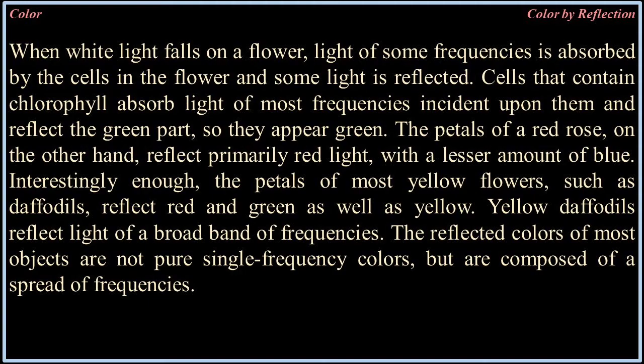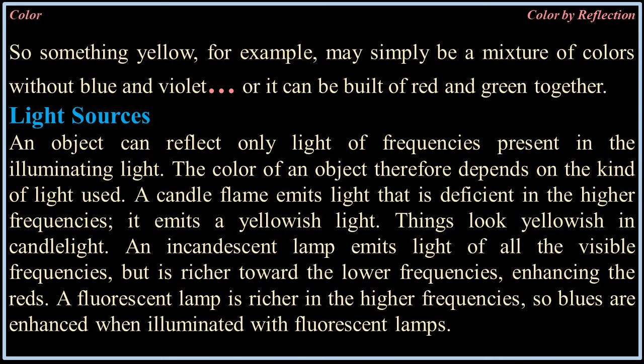The reflected colors of most objects are not pure single-frequency colors, but are composed of a spread of frequencies. So something yellow, for example, may simply be a mixture of colors without blue and violet, or it can be built of red and green together. Light sources. An object can reflect only light of frequencies present in the illuminating light. The color of an object therefore depends on the kind of light used.